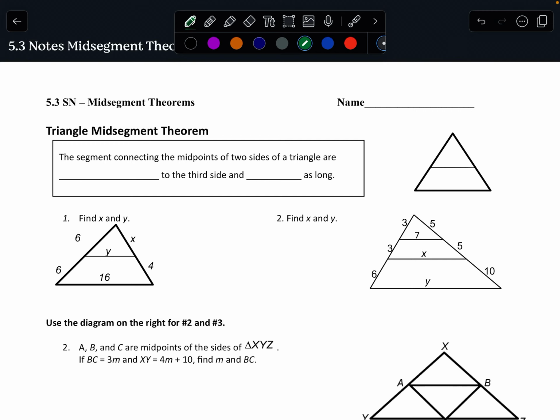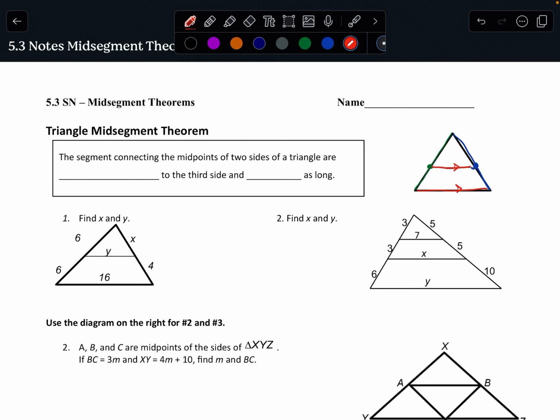The mid-segment theorem. Well, the mid-segment starts at the midpoint of this side right here and the midpoint of this side right here. So my mid-segment is this segment right here. Notice that this segment is parallel to this segment right here, and it is half the length of this longer third side right here.